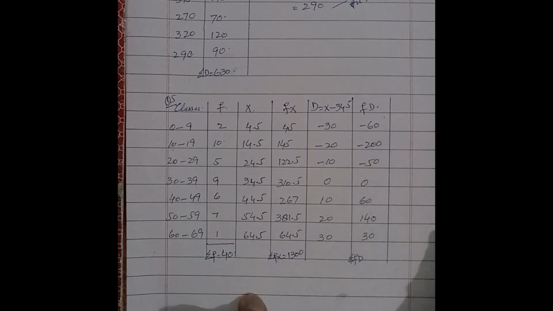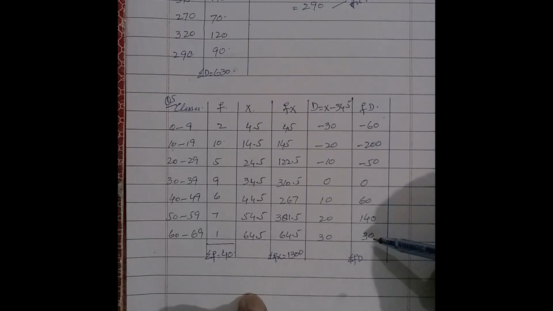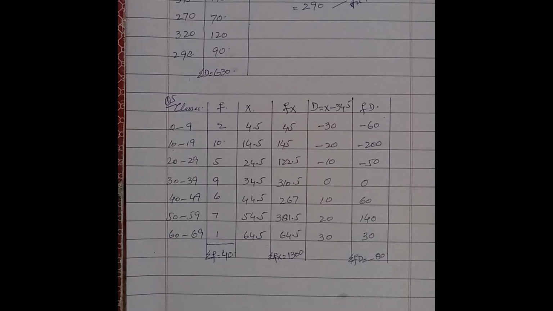And calculate all these values which are in minus and plus. The answer is minus 80, which is summation fd. Now we prepare the data for applying the direct method or the indirect method.